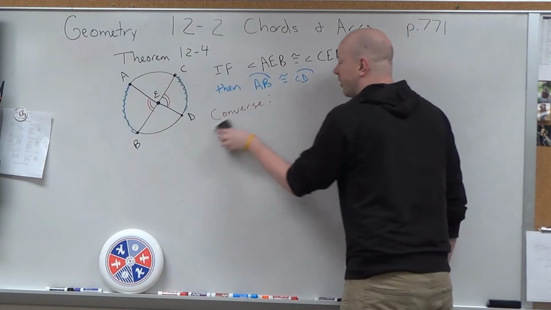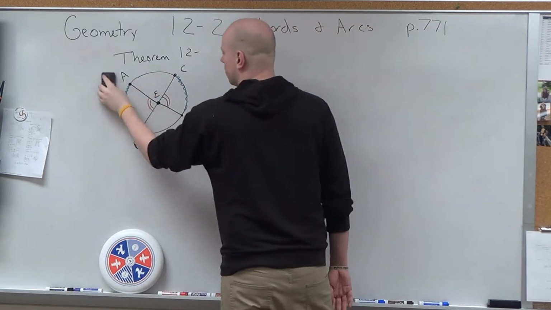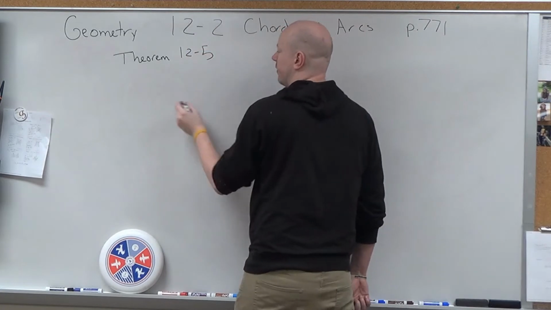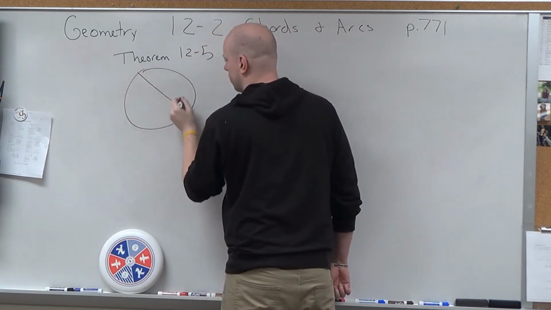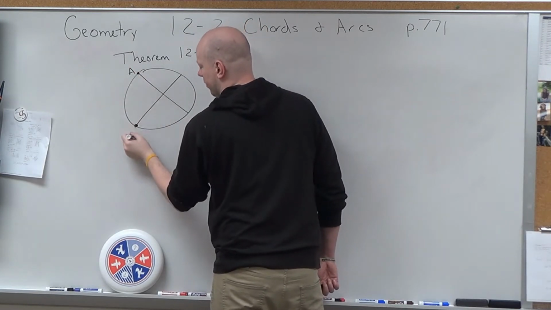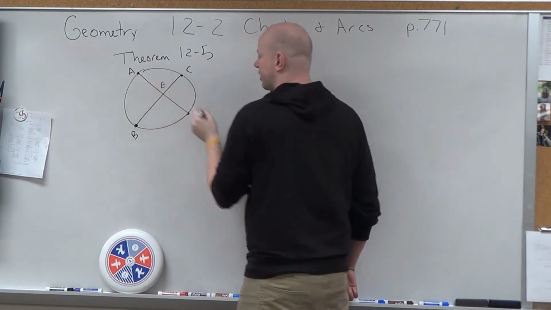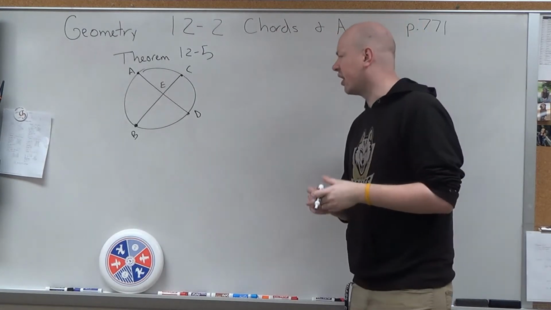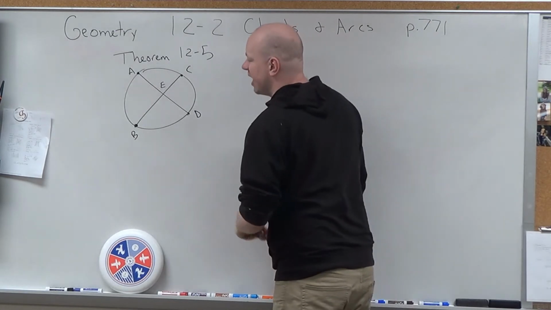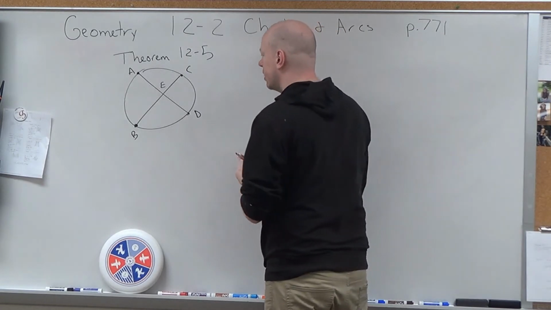So that moves us right into theorem 12-5. It's going to be a very similar drawing, theorem 12-5, and if I have my circle, and I have A, B, C, D, and I have my center E. Again, my center is probably a little off there, but you get the point. Now, my previous one didn't have anything to do with chords. This one just takes that idea and just turns it into a chord.